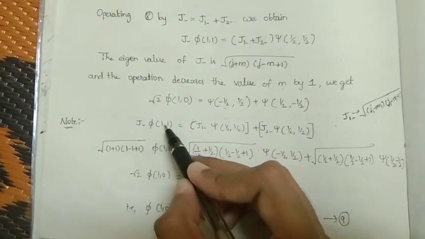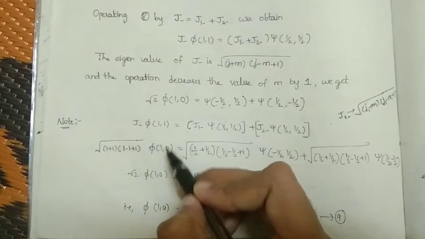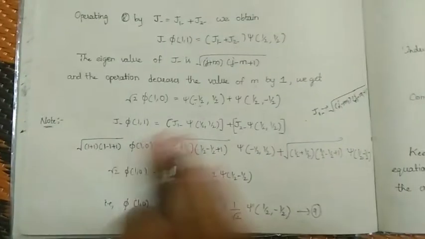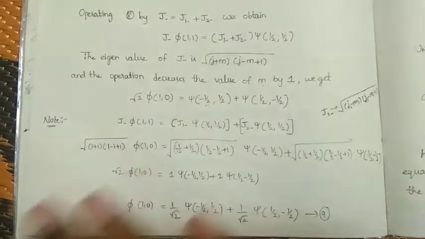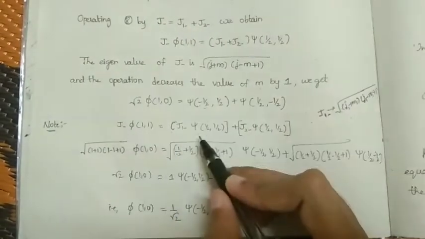It reduces the value of m by 1. So that is nothing but 1 minus 1 is 0. That one we need to consider. So this is regarding the left hand side. And while doing the right hand side calculation, we need to be very careful, because we can get confused here.